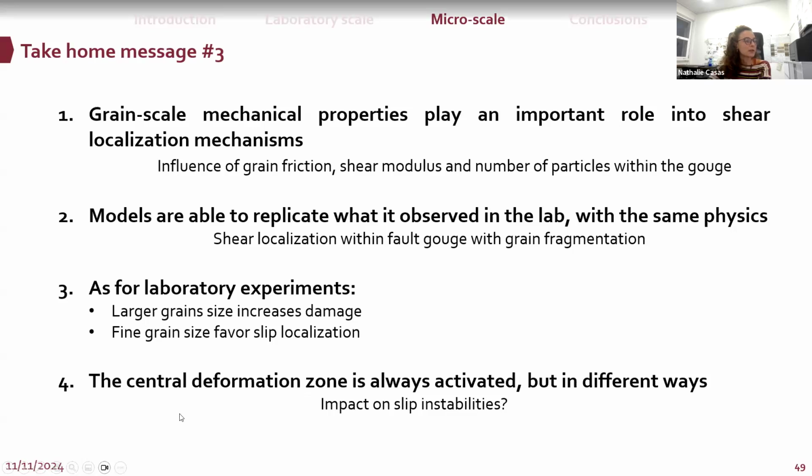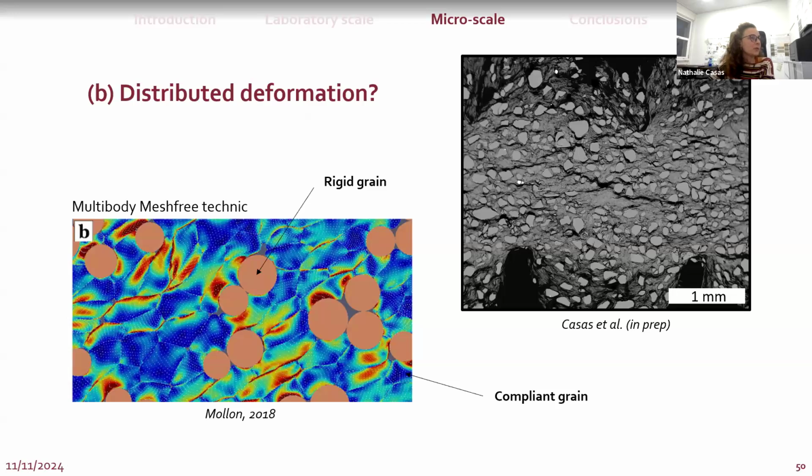And which is also important, but I don't have time to focus on this today, is the central deformation zone. We saw that it is always activated, but in different ways. And for me, it clearly has a role in the way we could have or not instabilities in the lab shearing experiments. Then I will be quick on this part since I don't have many things.